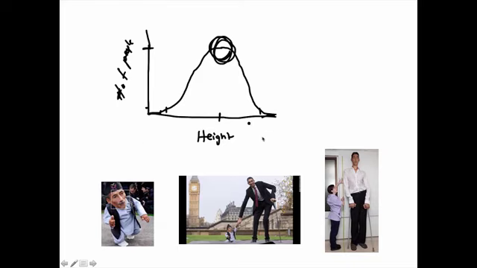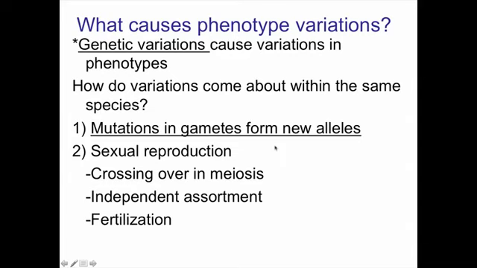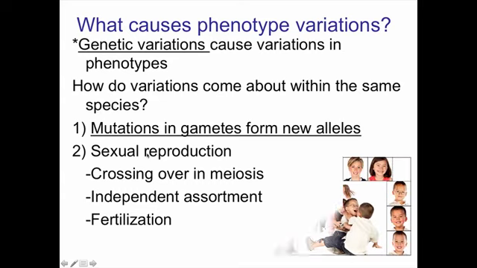And you can see how humans fit into the bell curve. All right, so reasons for variations. It comes down to this right here. Mutations can cause new alleles, and that can lead to new variations. And then there's sexual reproduction. With sexual reproduction, this explains variations within even a family.